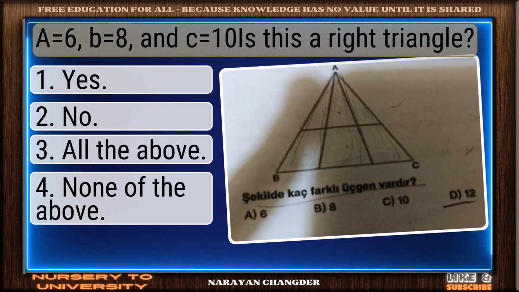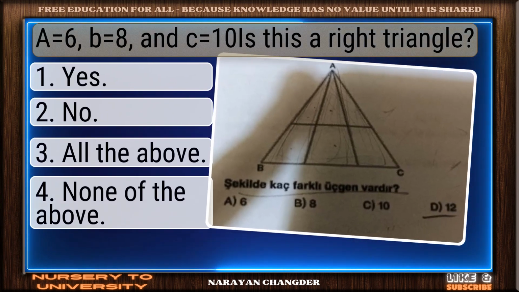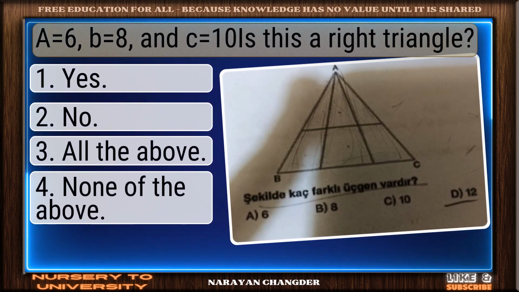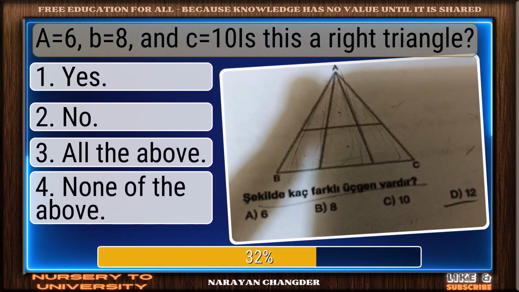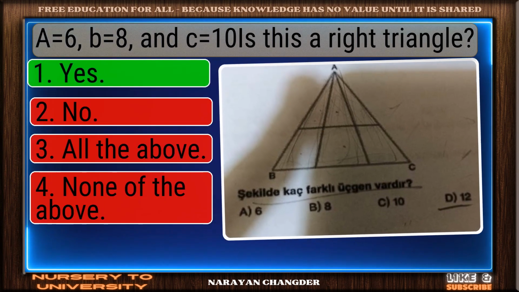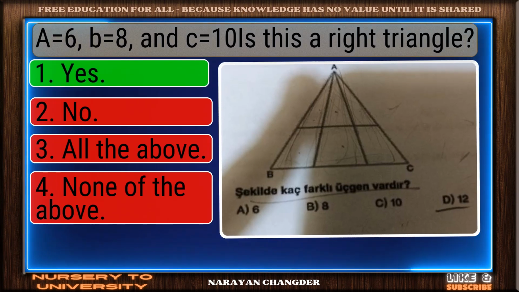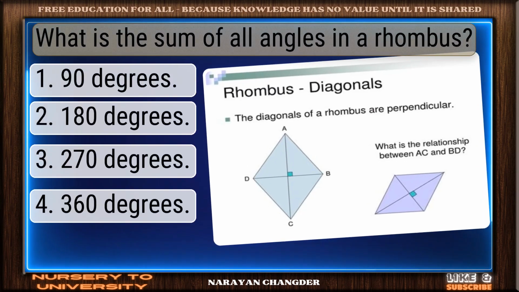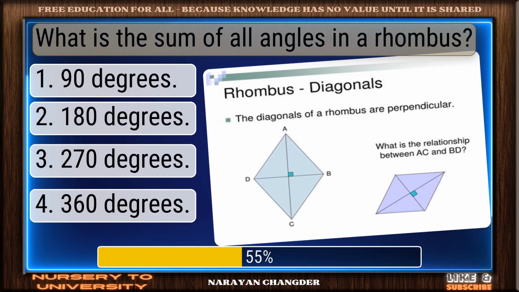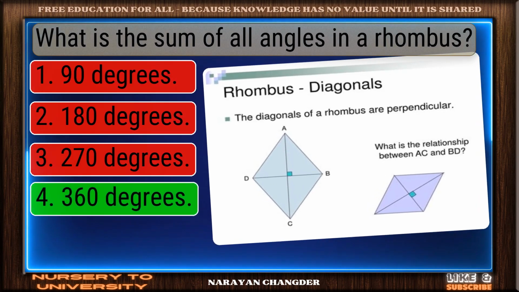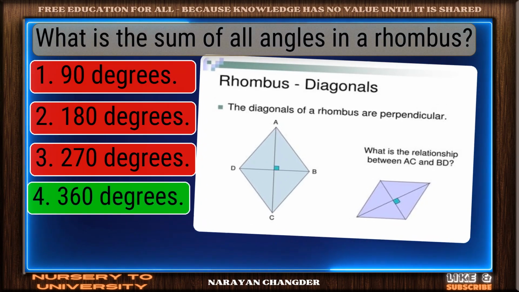Question number 188. A equal to 6, B equal to 8, and C equal to 10. Is this a right triangle? Valid point. Yes is true. Question number 189. What is the sum of all angles in a rhombus? Correct. 360 degrees is the right answer.